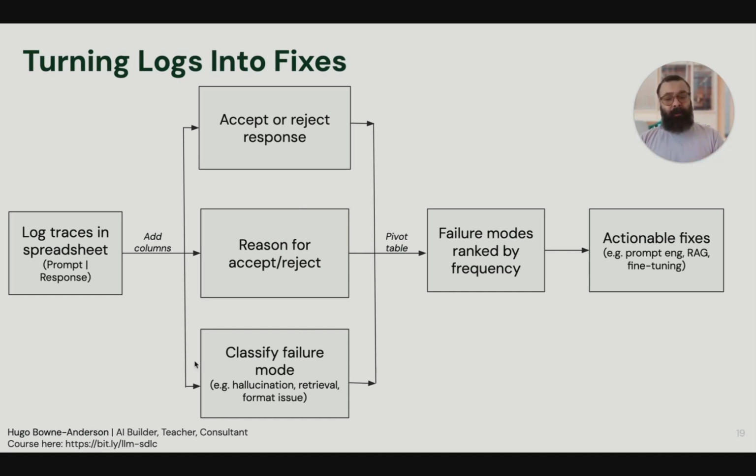Do we think it was a hallucination? Do we think it was a retrieval issue? Was it a formatting or structured output issue? Then we do a pivot table, right? One of the greatest technologies known to us. And what we can then do is have our failure modes ranked by frequency.